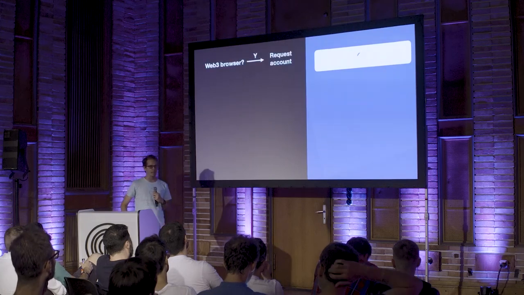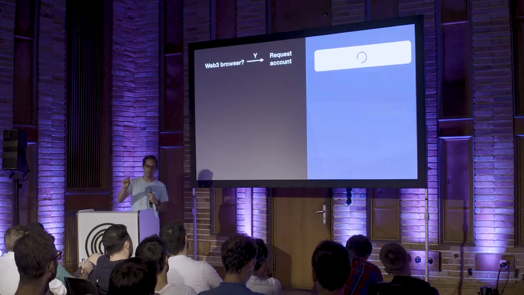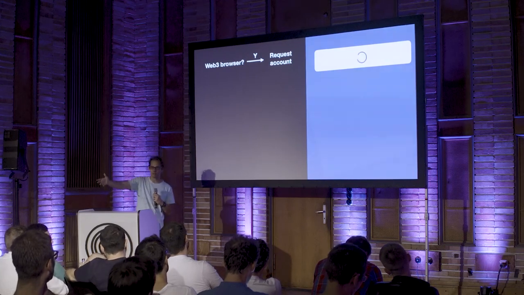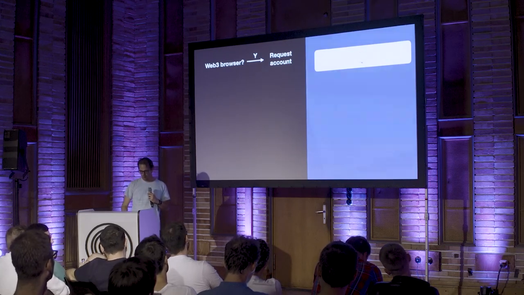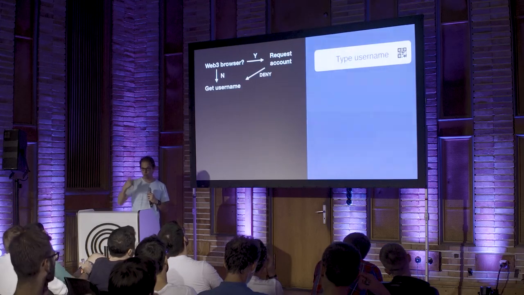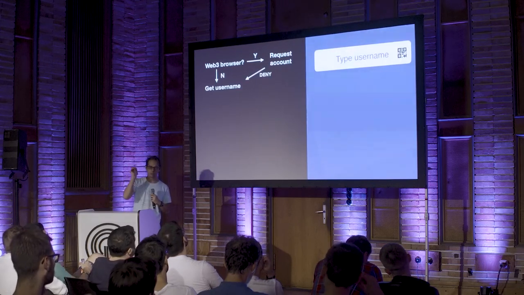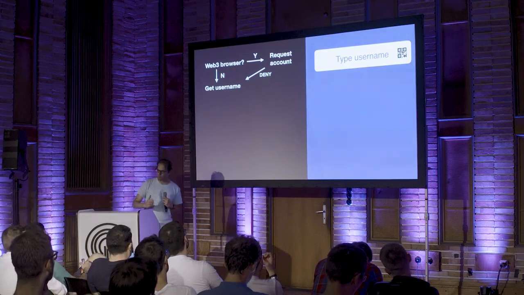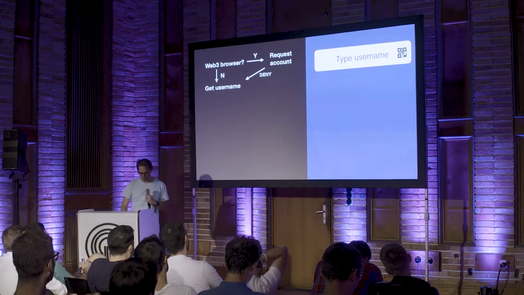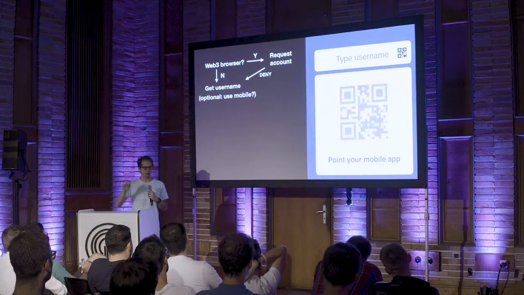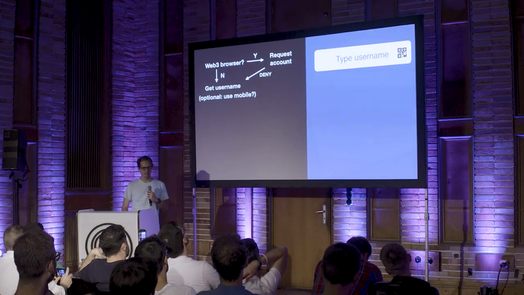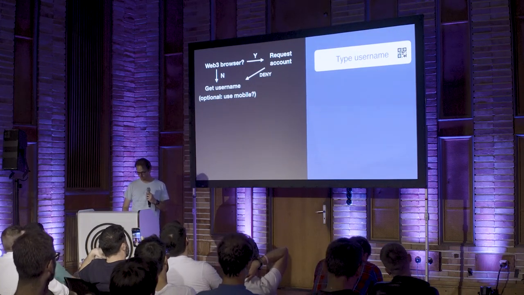What it should look like is you click the button and it checks if you already have a Web3 browser. Because if you already have a Web3 browser, then you can already use that. And if you don't have a Web3 browser, or if you deny it, if you don't want to use it, you click no, then we get a username. Why a username? Optionally, you can even use a mobile app, just have a small thing there. But ideally, we should have a username.